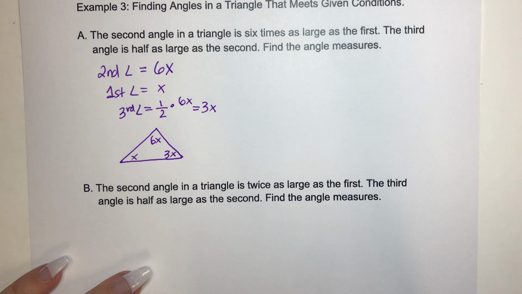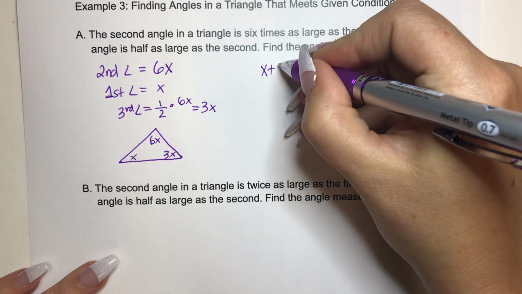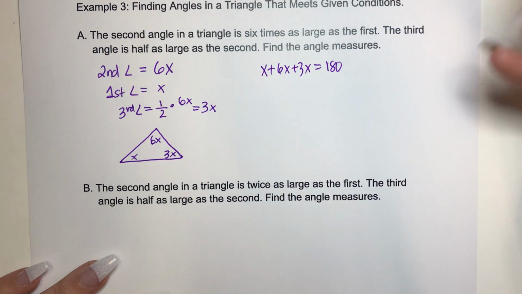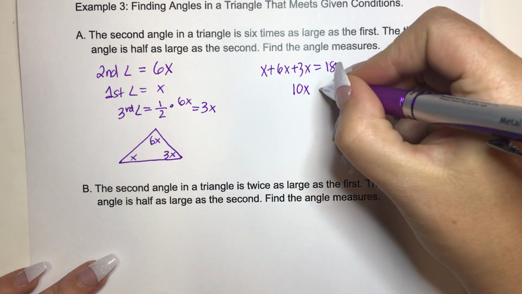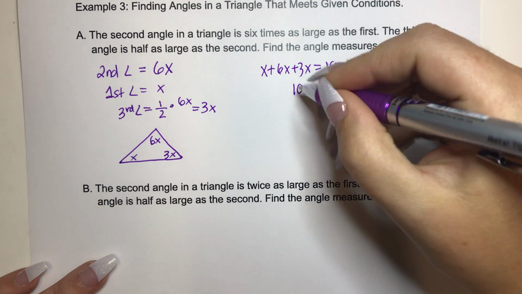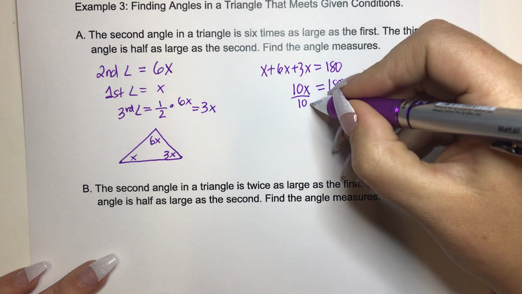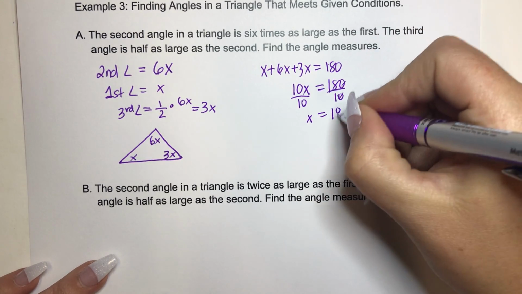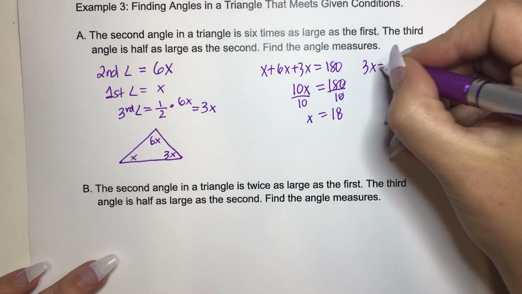Okay, so we're just going to use that triangle sum theorem and figure out what each one of the angles are. So here we go. x plus 6x plus 3x equals 180. 6x plus 3x is 9x, plus 1 is 10x, equals 180. To get x by itself, we're going to divide both sides by 10. 10 divided by 10 is 1, 1 times x is x, those cancel. We're left with 18. So x is 18.